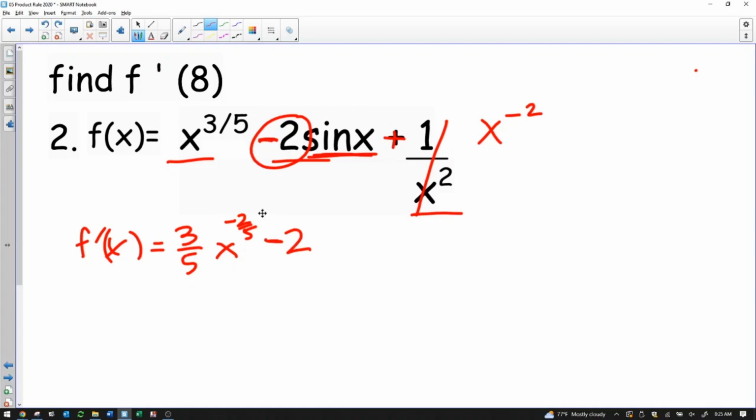So I can pull out the coefficient, which is -2, and then take the derivative of sine x. What is the derivative of sine x? Is it negative or not? Does this start with a c? No, so you don't change the sign.